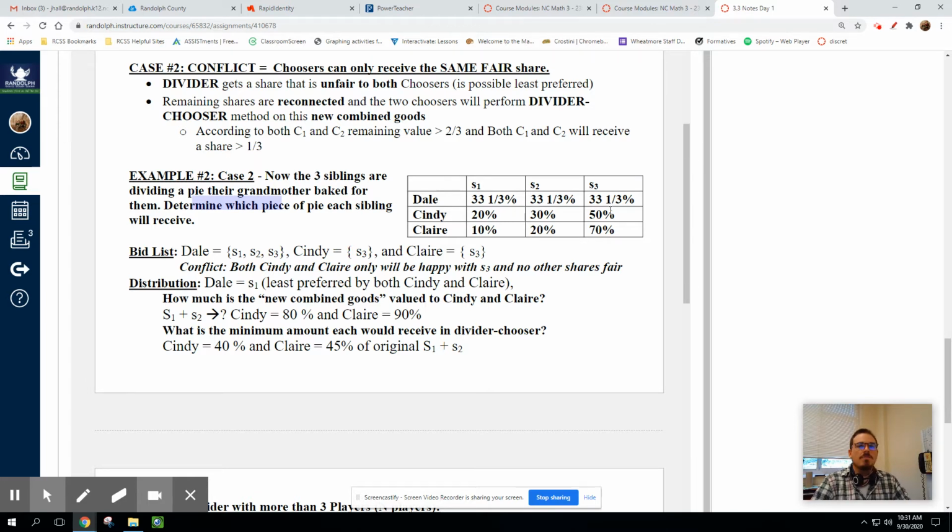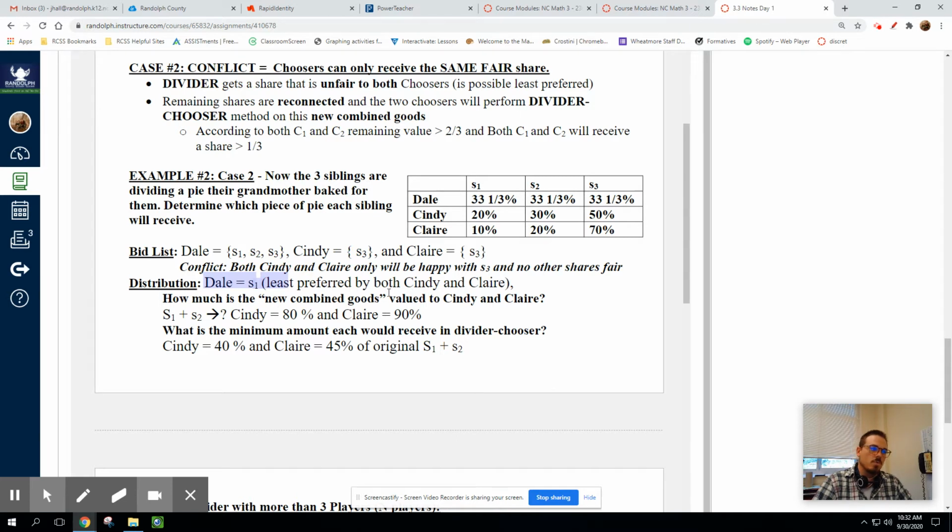So for them, what we're going to notice is that the bid list, again, is that Dale likes all of them. Remember, bid list means the ones they consider to be fair. So Dale likes all of them. Cindy and Claire both only like S3. They only think S3 is fair because it's greater than 1/3. So the conflict is Cindy and Claire only will be happy with S3 and no other shares. So Dale is going to get S1.